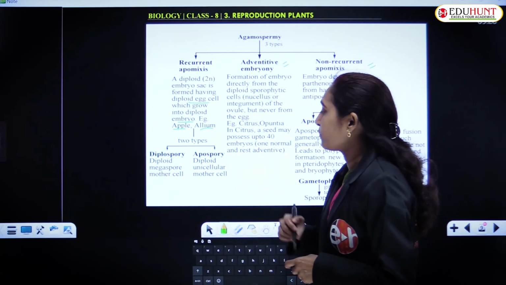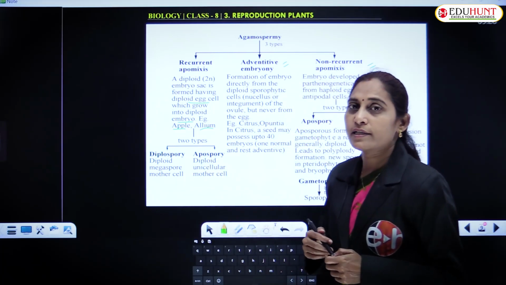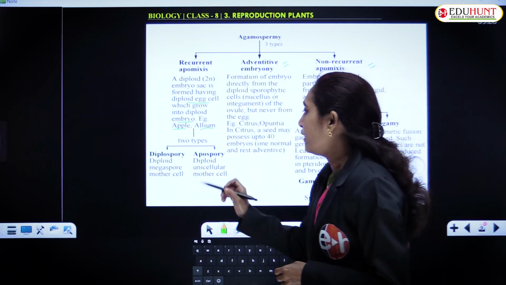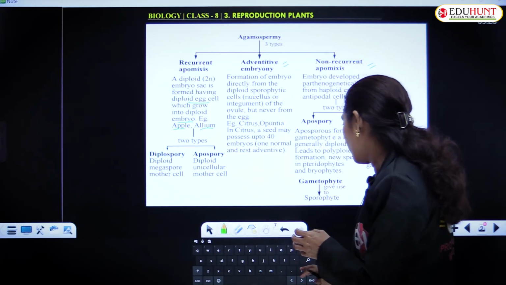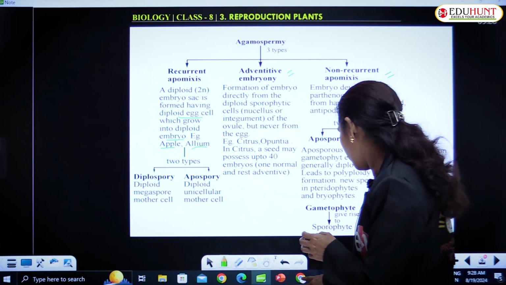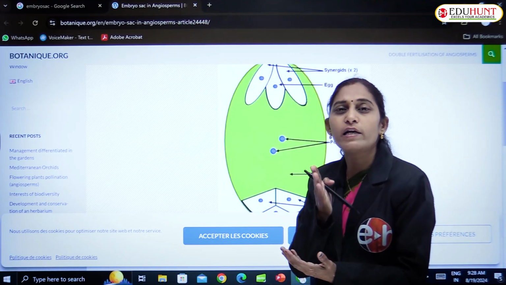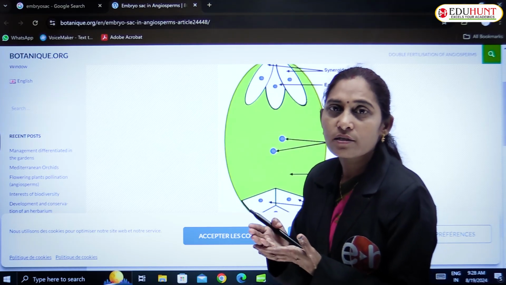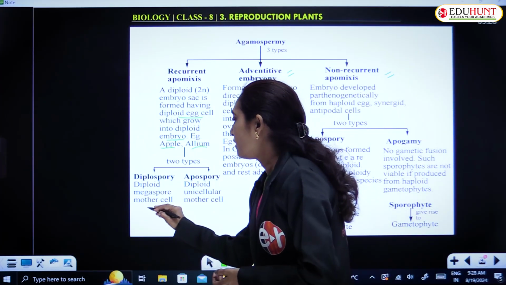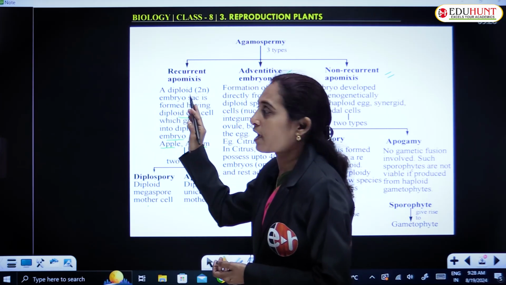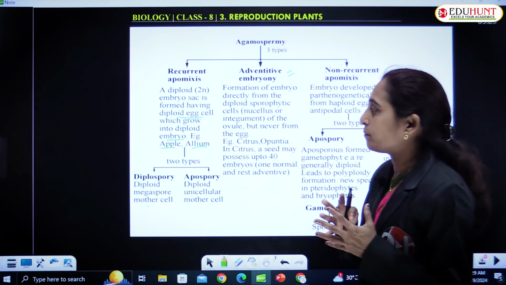In apple and allium, there are two types of recurrent apomixis. One is diplospory, second is apospory. In diplospory, a diploid megaspore mother cell is there. Without meiosis, only mitosis, it undergoes division and gives rise to the diploid embryo sac, and this diploid embryo sac will contain a diploid egg cell. This will give rise to the embryo, a diploid embryo. Anyway, the embryo is diploid.